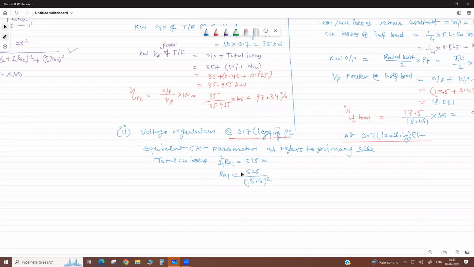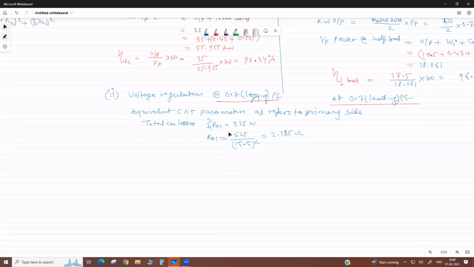So see, what value you got here? 525 divided by 15.5 squared. So this comes 2.185 ohm. Okay. Then we calculate, now from open circuit, again from this short circuit.